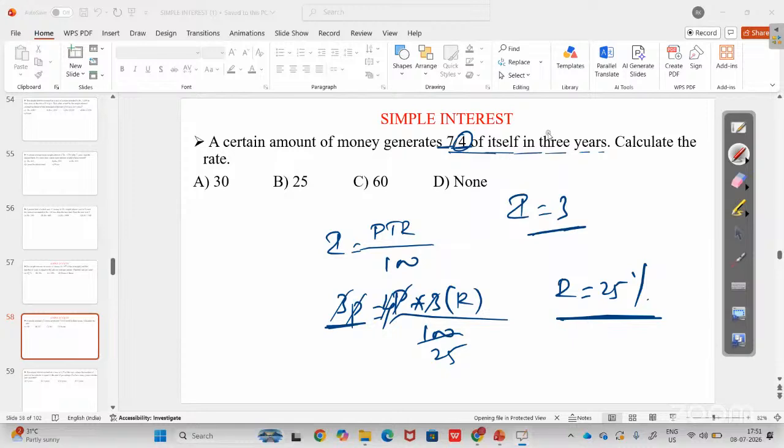So in how many years? In the sense 3 years. Then the rate of interest equal to 25 percentage.